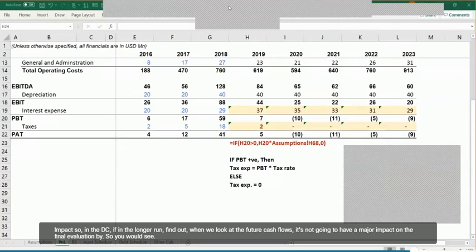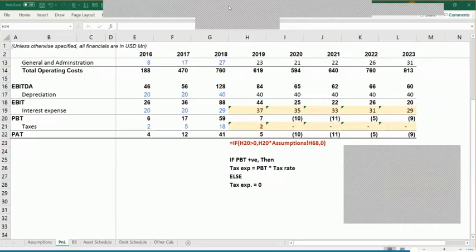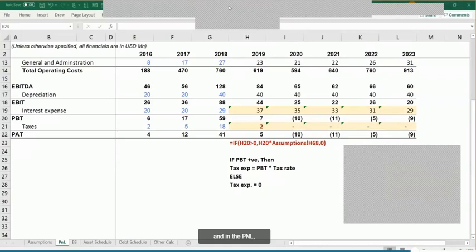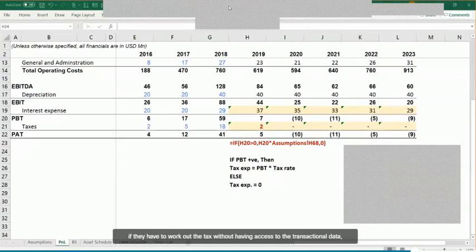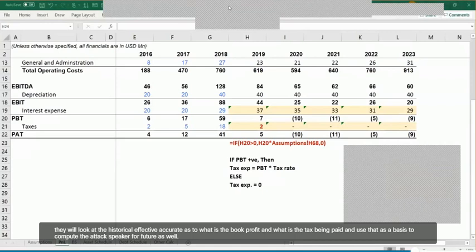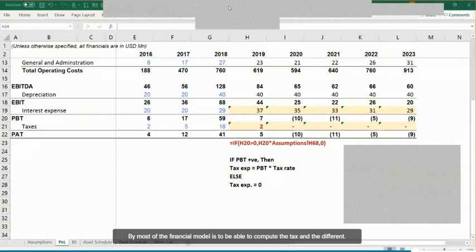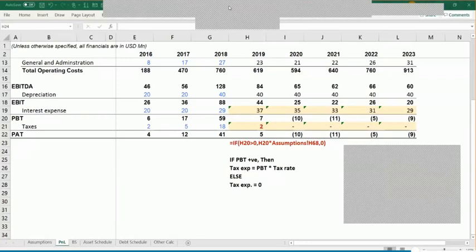So you would see many times that people who create the financial model see that the historical DTA or DTL is given, and they tend to take it as constant, because we don't have a basis to project it properly. And in the P&L, if they have to work out the tax without having access to the transactional data, they will look at the historical effective tax rate, as to what is the book profit and what is the tax being paid, and use that as a basis to compute the tax figure for the future as well. So that's what is typically done as a proxy by most financial modelers to compute the tax and the deferred tax asset and liability in the balance sheet. All right.